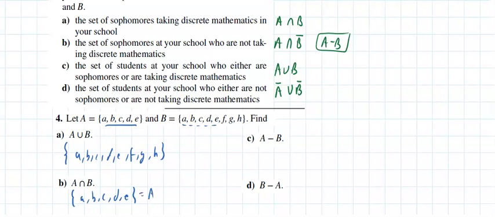A minus B, so you take all the elements in A minus the elements in B. Well, that would be all the elements in A minus the ones in B. That's really the empty set. There's nothing there. If you take all the elements in B, you took out everything in A as well. B minus A would be all of these minus those. That would be the set E, F, G, and H.